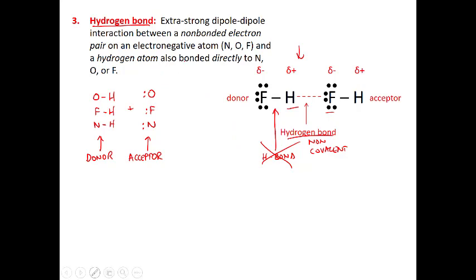Now, why is a hydrogen bond so strong? It's stronger than a regular dipole-dipole force. Well, there's two reasons for that. First thing is the fact that the delta plus and the delta minus tend to be of large magnitude. Why is that? Well, that's because fluorine and oxygen and nitrogen are very highly electronegative.